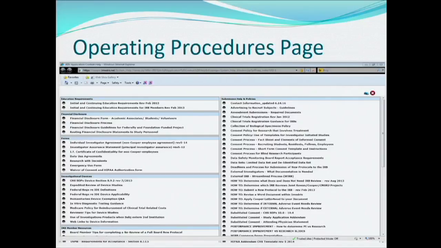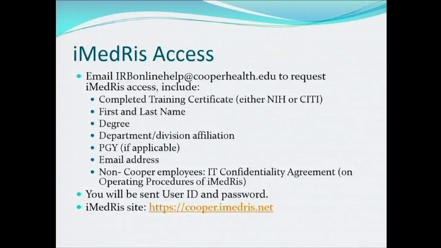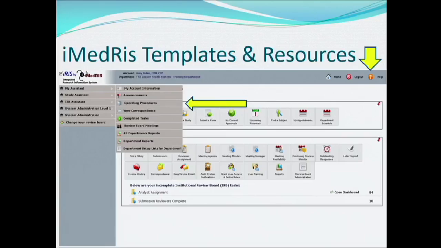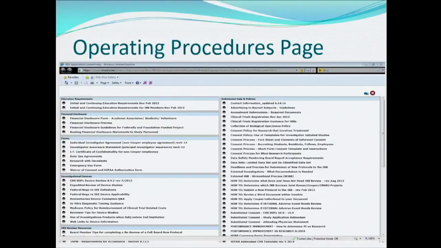So if you're not getting somebody, you can either email IRB Online Help, which is at the top here. That will never change. That will always go to somebody that's currently working at the IRB. Or you can look at this contact information sheet, which is updated.